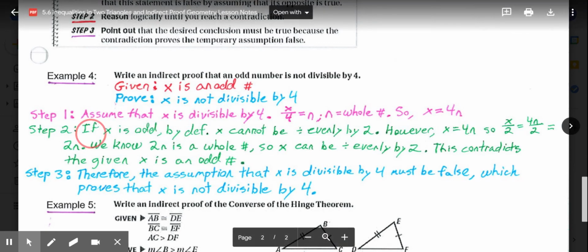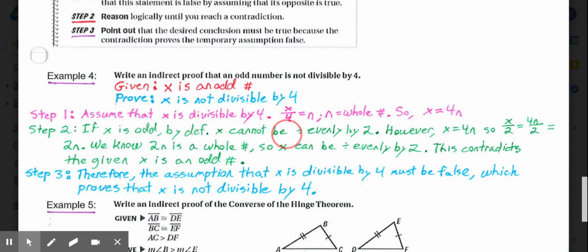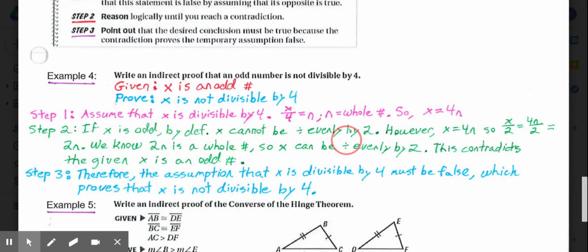In step 2, it says, if x is an odd number, by definition, odd numbers cannot be divided evenly by 2. However, x equals 4 times n, so we could think of x divided by 2 equals 4n divided by 2, which means x divided by 2, or 4n, replacing x because they're equal, 4n divided by 2 would just give us 2n. We know 2n is a whole number, so we can divide evenly by 2.